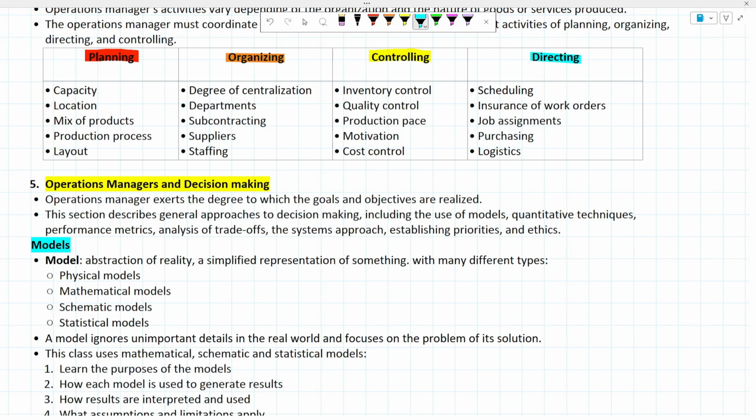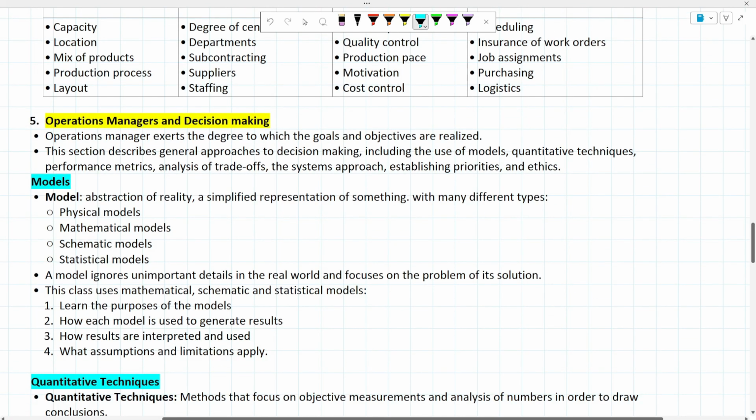So let's look at models first. A model is the abstraction of reality, a simplified representation of something with many different types. We can have our physical models, mathematical models, schematic models, and statistical models. A model ignores unimportant details in the real world and focuses solely on the problem and its solution. This class uses mathematical, schematic, and statistical models. One, we learn the purpose of the models. Two, how each model is used to generate results. Three, how results are interpreted and used. Four, what assumptions and limitations apply.